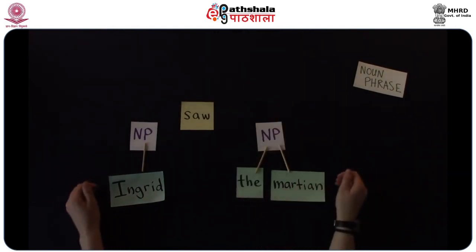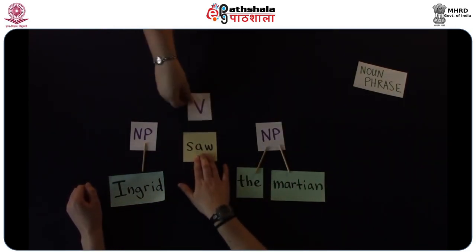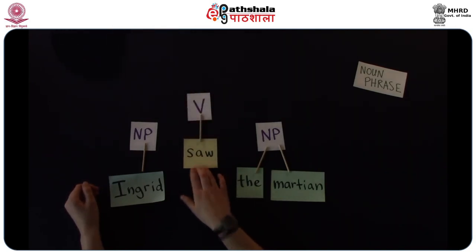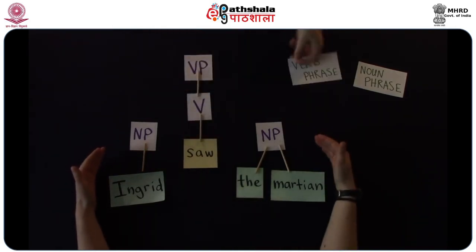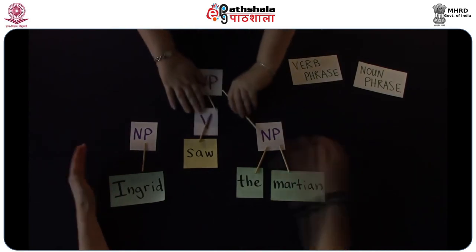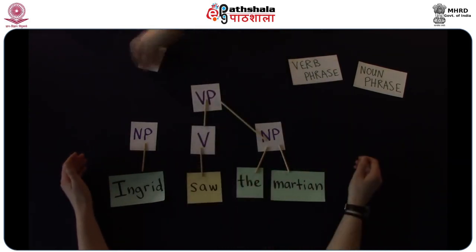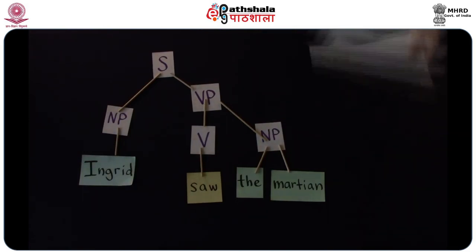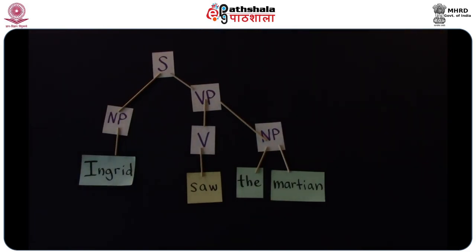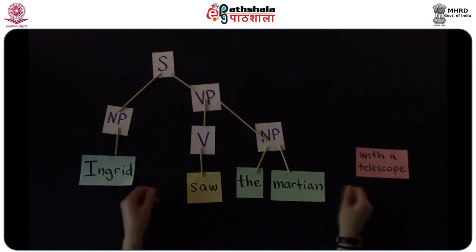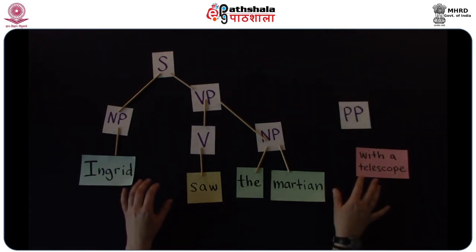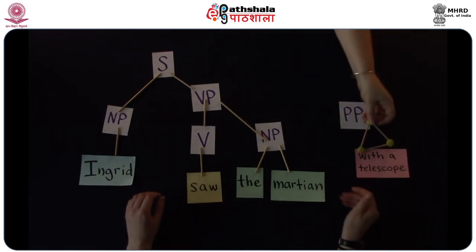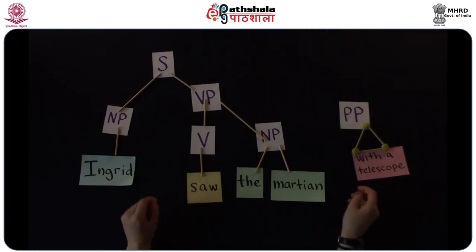If we're talking about NPs, then what about the verb? Just like the noun has a noun phrase, the verb has a verb phrase. And we also have an S that stands for sentence. Now, what do we do with the "with a telescope" part? Since "with" is a preposition, we'll give it a prepositional phrase. And since I'm not worried about the internal structure of the PP for the moment, I'm going to use this triangle to indicate the whole phrase at once.